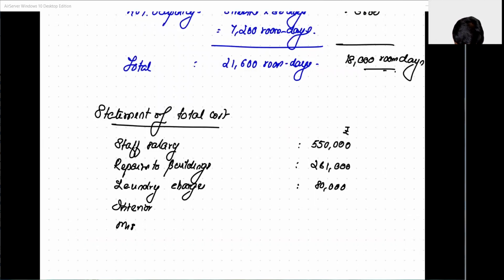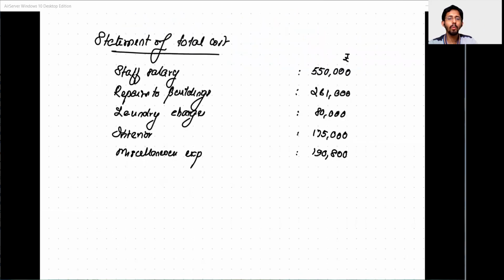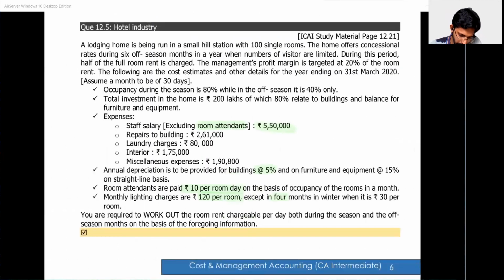Interior is 175,000, and miscellaneous expenditure is 190,800. Now what do you have to do? You have to consider the remaining cost. Okay, the remaining cost is, you have the depreciation.